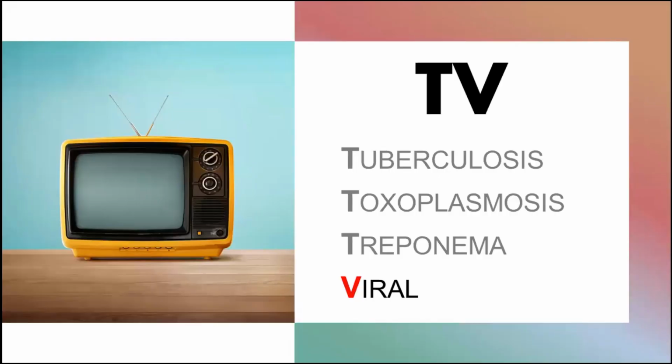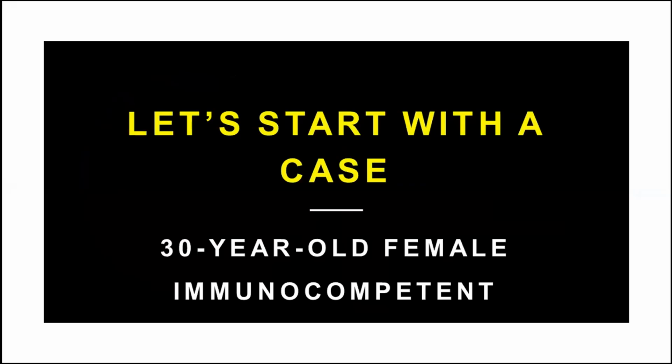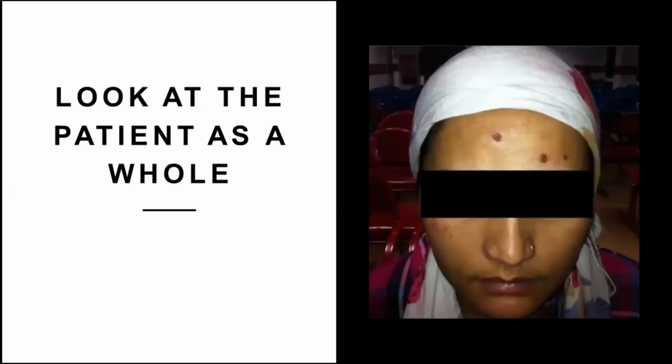Last is viral uveitis. Viral uveitis is a real emergency in uveitis. Let's start with the case. A 30-year-old female, immunocompetent, presented with necrotizing retinitis in the macular area. Can we make a diagnosis? Yes, if you do a thorough clinical examination and a holistic approach, you could come to a diagnosis.